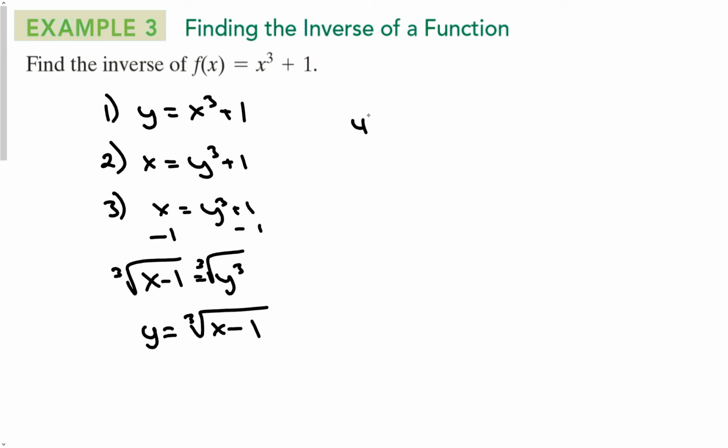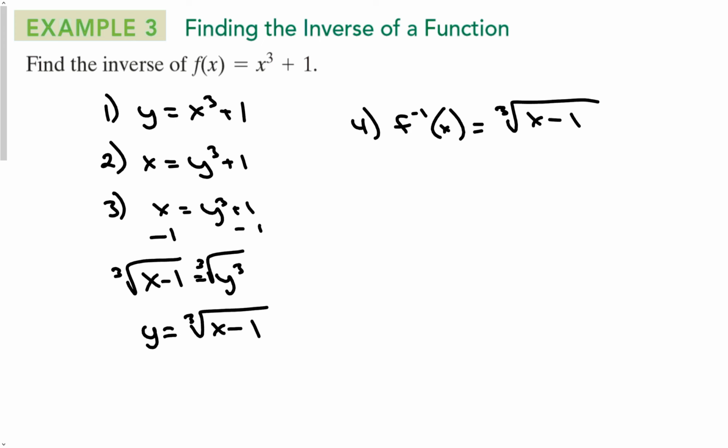And step 4 would be to write it as an inverse, to write y as f inverse of x, because the cube root of x minus 1 is a function. So the function and this new thing that I created are inverses of each other.